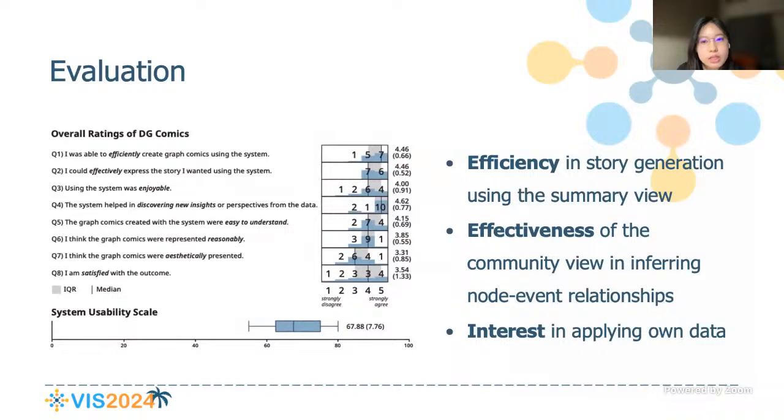To validate the usefulness and effectiveness of our tool, we conducted a user study with university students and gathered feedback from various domain experts. Here, we would like to share several key points. Users had a positive experience with the system and highly valued the ability to discover new insights. Most participants found the summary view to be an excellent starting point for story generation. The community view was helpful in inferring relationships between nodes and events. Lastly, everyone enjoyed using the tool and expressed interest in applying it to their own data.